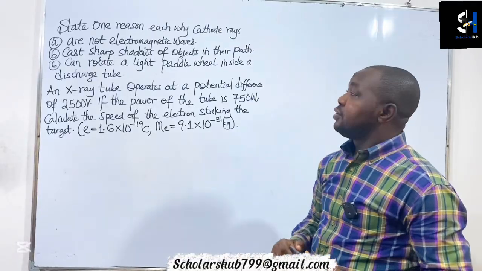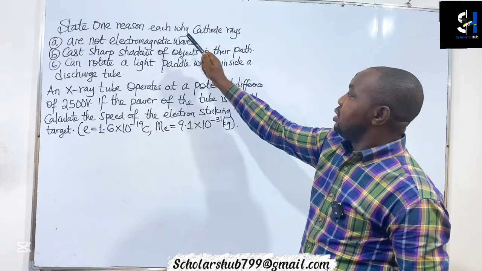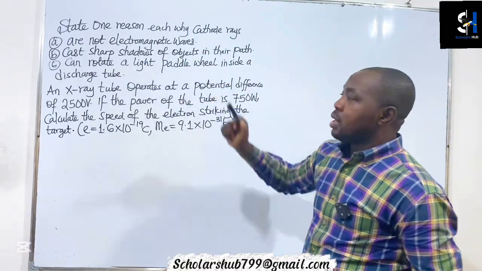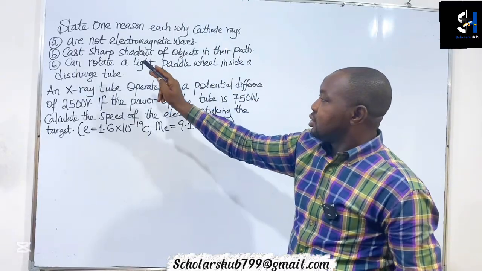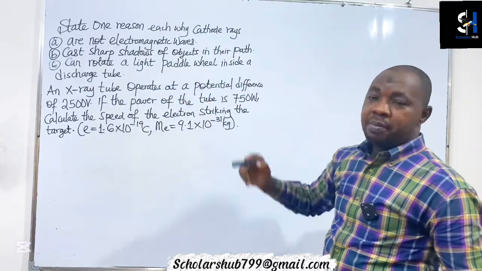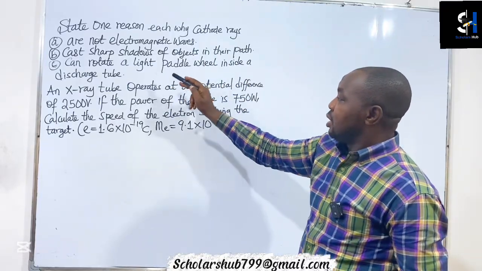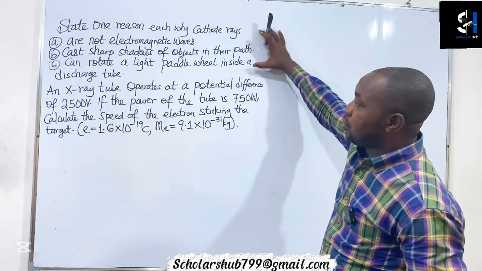Now let's solve this physics question on the board, and I read: state one reason each why cathode rays A, are not electromagnetic waves, B, why cathode rays cast sharp shadows of objects in their path, C, why cathode rays can rotate a light paddle wheel inside a discharge tube. So this is one question.